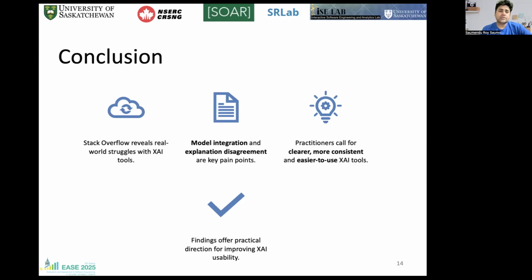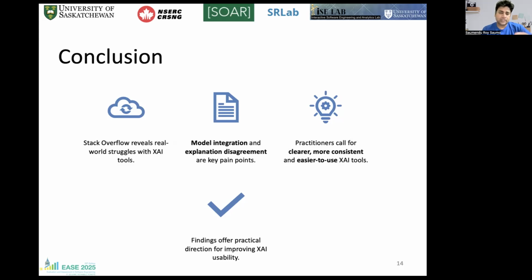In conclusions, Stack Overflow reveals real-world struggles with XAI tools. We analyzed 663 Stack Overflow questions related to XAI, and we found that model integration and explanation disagreement are the key pain points. The practitioners call for clearer, more consistent, and easier-to-use XAI tools. They want more insights and more flexibility with the XAI tools. And our findings offer practical direction for improving XAI usability.